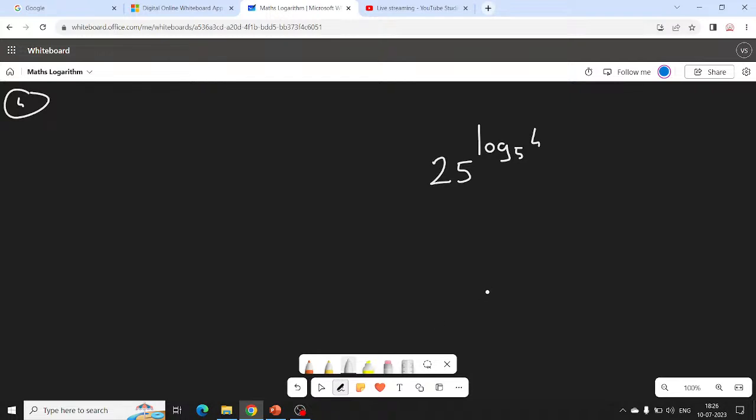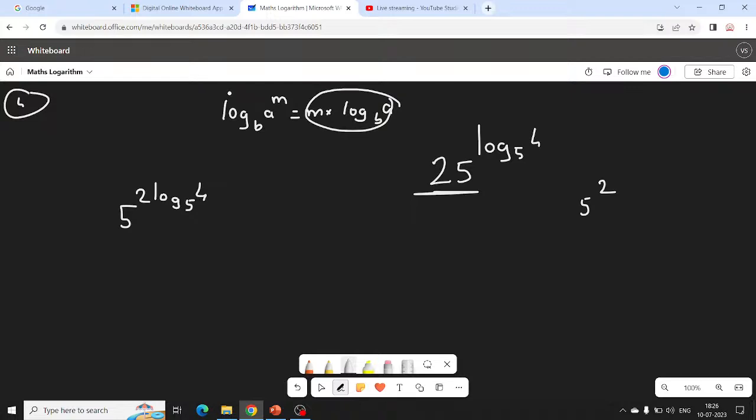Have you written down the question? Okay, I'll solve the first question. The next questions you have to do. Look at this. Here, 25 can be written as what? 5 square. Yes, eyes on the screen. 25 can be written as 5 square. So this will become 5 square log 4 to the base 5. You know one more property. I told you log A, this is B to the power of M, this becomes M into log A by B. Can I write this as power?